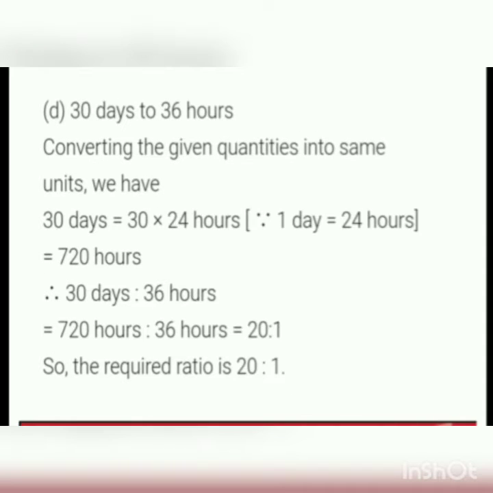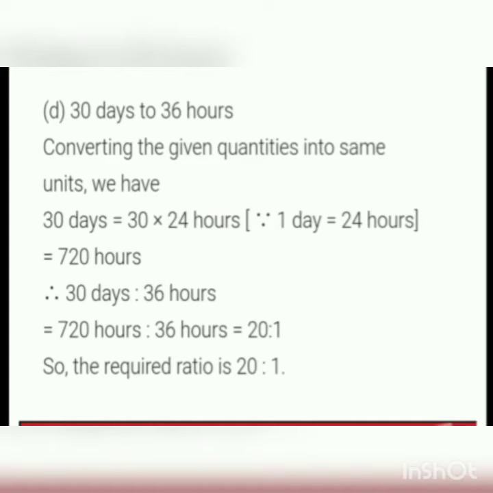Second example, 30 days to 36 hours. Here also we can see both the terms are in different units. One is expressed in days and the other in hours. So we can convert to hours for easy calculation. Now 1 day is equal to 24 hours. Therefore, 30 days can be converted by 30 into 24, that is, you will get 720 hours. That is, 30 days is equal to 720 hours.